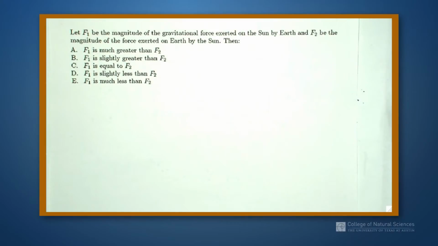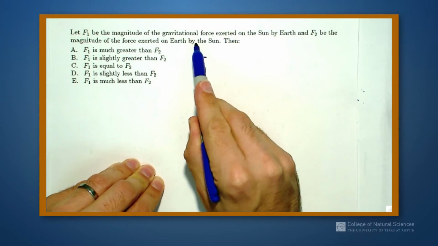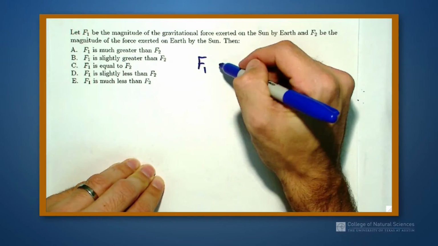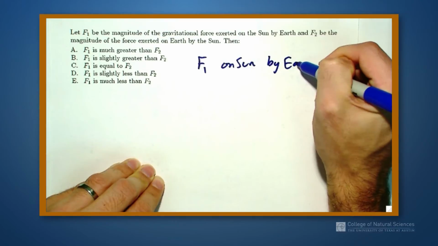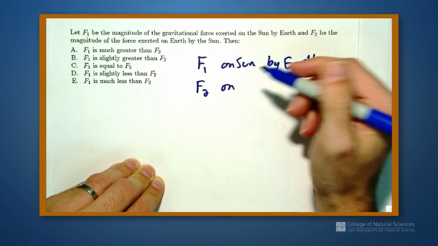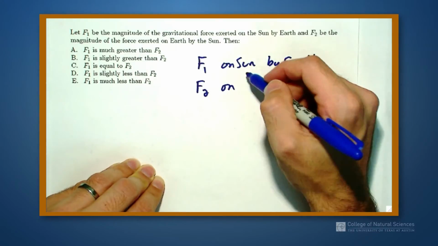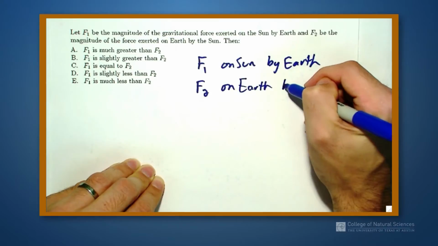All right, let's take a look at this problem. I think it's pretty straightforward, but let's make sure we don't screw it up when we do this. It says let F1 be the magnitude of the gravitational force exerted on the sun by the Earth. And F2 is the magnitude of the gravitational force on the Earth due to the sun, so by the sun.